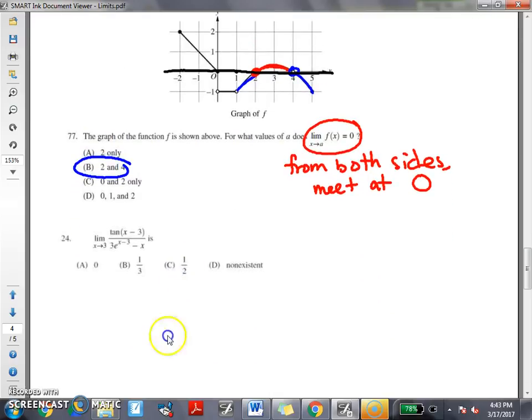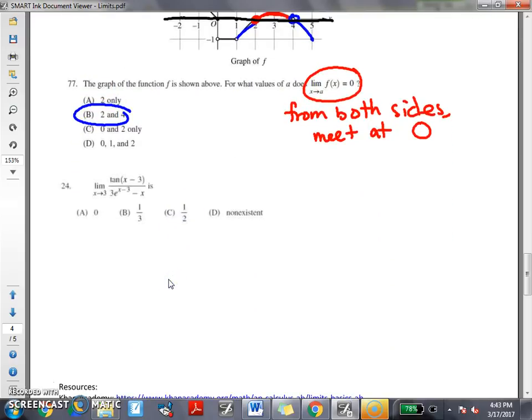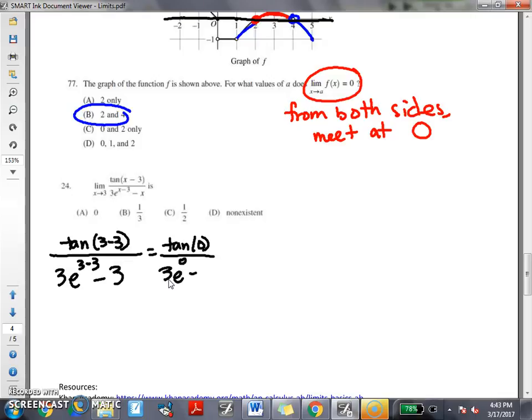Okay, next example. Limit as x approaches 3 of tangent of x minus 3 over 3e to the x minus 3 minus x. If you do all of this, if you plug in 3, it'll be tan of 0 over 3e to the 0 minus 3, which will become 1. It'll give us 0 over 0. We don't like 0 over 0. This gives us a hint that we need to do L'Hopital's rule.